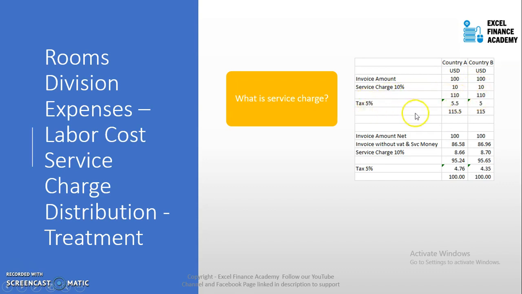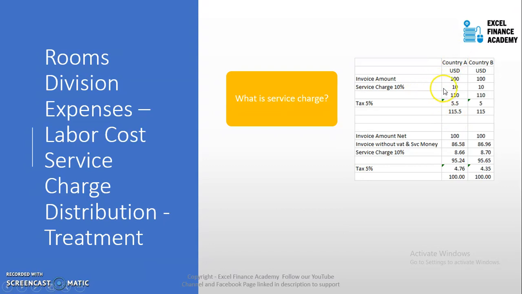Now the tax in some countries is calculated at 5% based on 110. In some countries it is charged based on $100, the invoice amount. Mostly it's this case, 5.5. So the total becomes 115.5 and 115. So this 115.5, the guest is supposed to pay. The hotel will get $100.